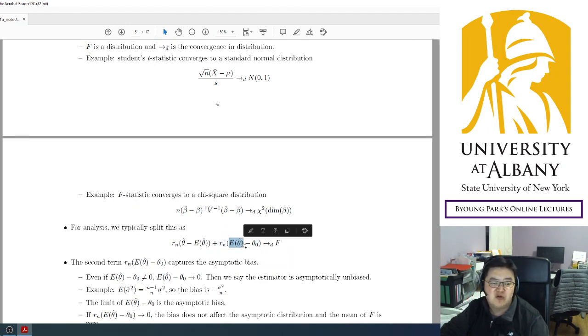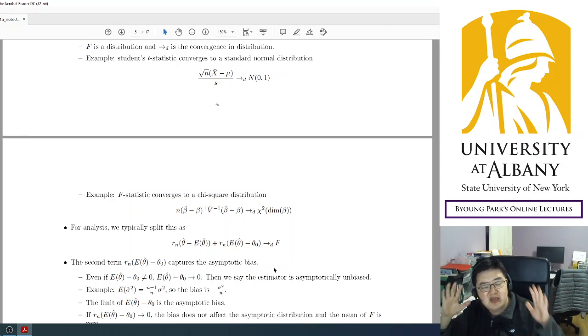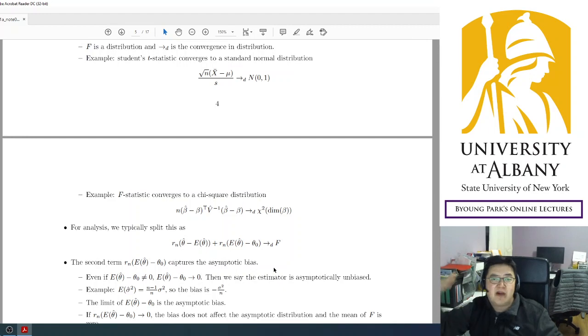So the expected value of your estimator may be different from the true parameter. If your estimator is unbiased, it will be 0. So if unbiased, the second term will be 0. If not, still it's fine. Even if the bias is non-zero, it may converge to 0. Then we say it is asymptotically unbiased. So in a finite sample, there may be bias, but the bias converges to 0 as the sample size increases.